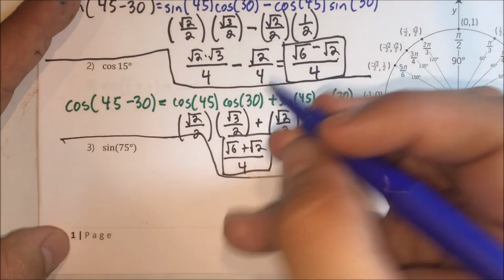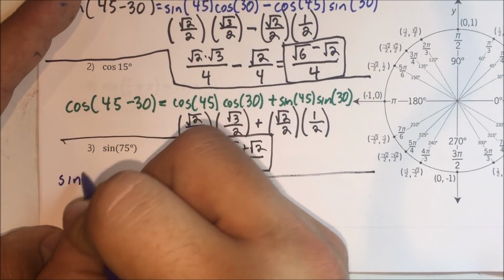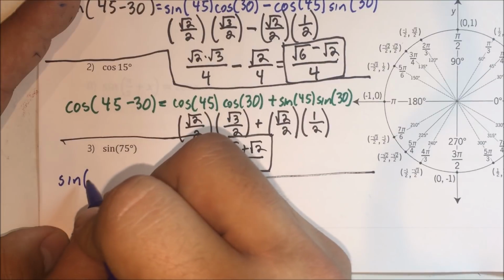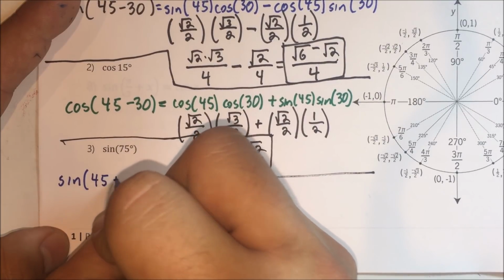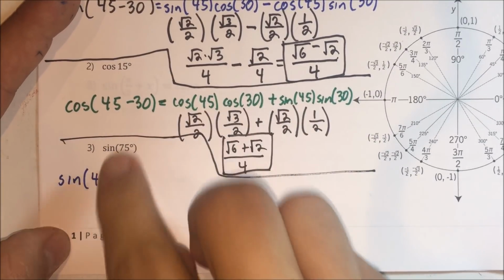So we're going to say sine of, split it up into 45 plus 30, which does add to 75.